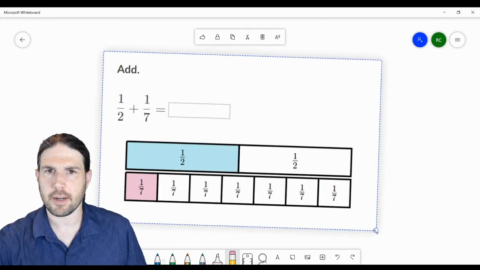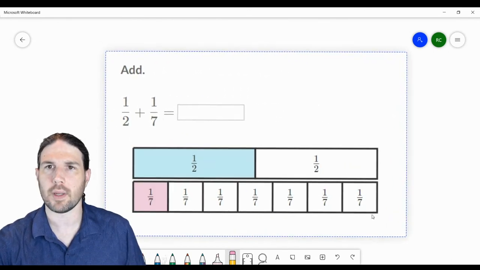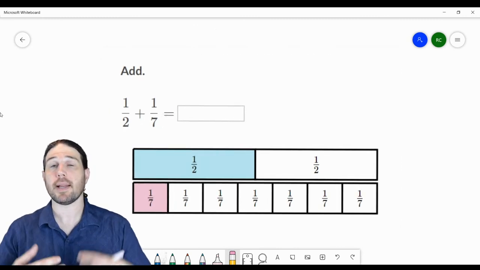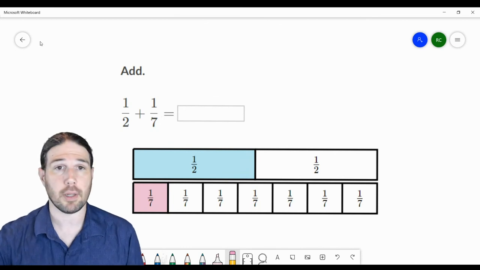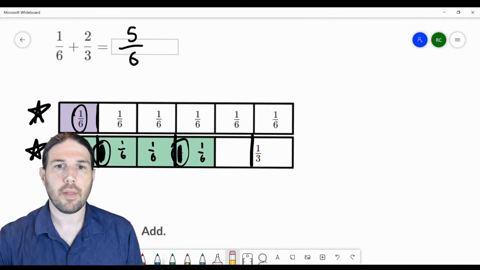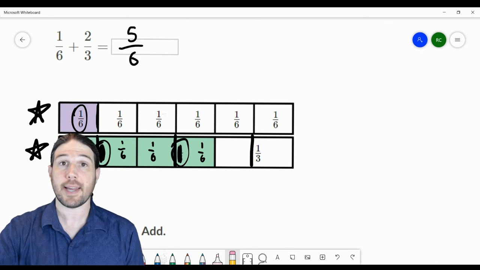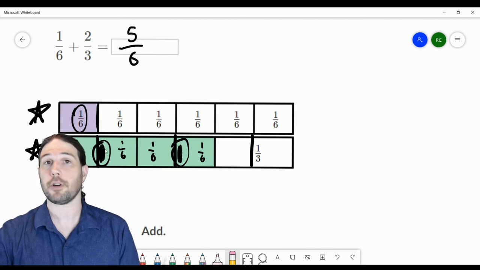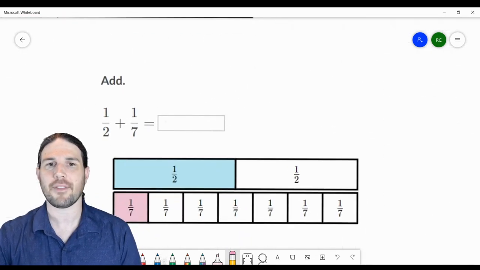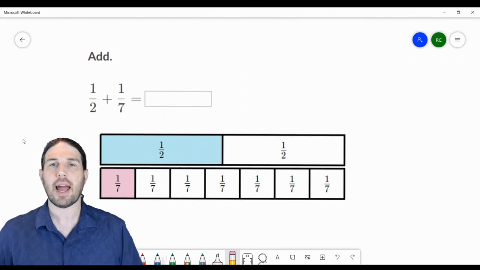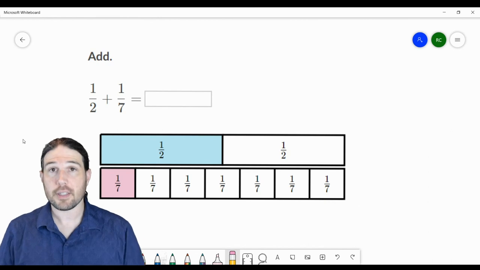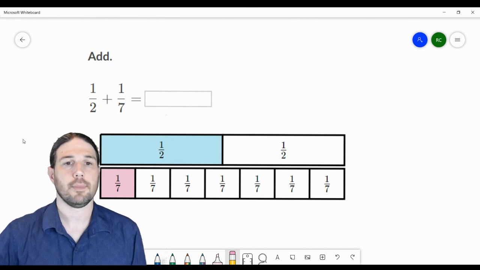So I have here this 1/2 plus 1/7. Now, this is a really weird one because unlike the last problem, in the last problem, we had pieces that fit together nice and neat, right? 2 of these 1/6 blocks was exactly equal to the 1/3 block that I had here. But now I've got 1/2 and 1/7, and they're really not anything alike. But there is hope as always, okay?